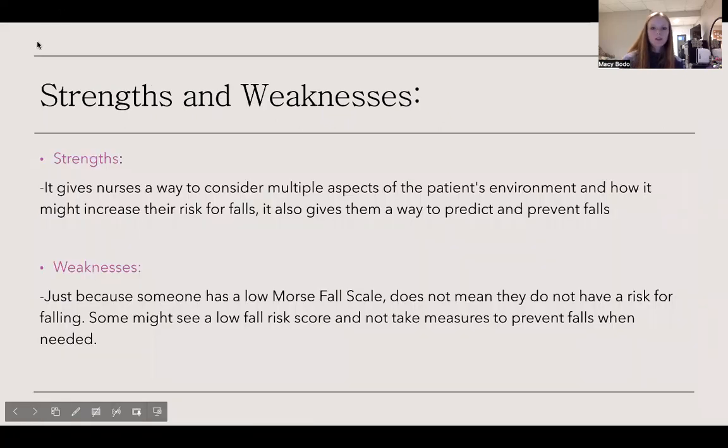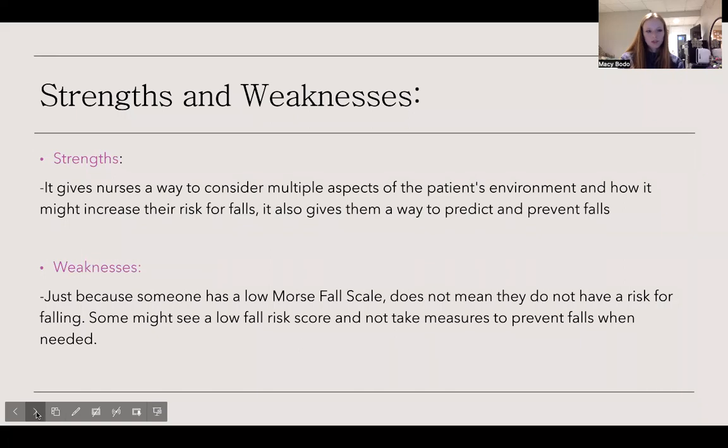So strengths and weaknesses. Strengths, it gives nurses a way to consider multiple aspects of the patient environment and how it might increase their risk for falls. It also gives them a way to predict and prevent falls, which is just really important. Weaknesses, just because someone has a low Morse fall scale does not mean that they do not have a risk for falling. Some might see a low fall risk score and not take measures to prevent falls even if they are needed.